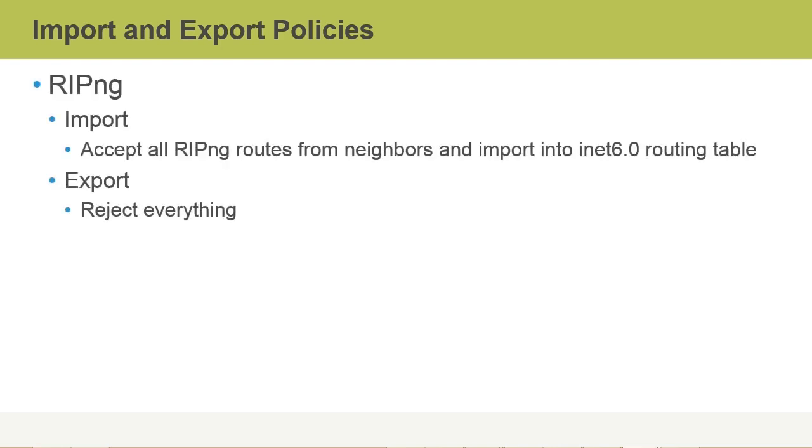RIP-NG, which is the RIP routing protocol for IP version 6, has a default import policy of accept all RIP-NG routes from neighboring devices and then import those routes into the inet6 routing table. And the default export policy, again, is to reject everything with RIP-NG. And finally, there is a test policy that you can configure, and the test policy has a default import and export policy of accept all routes. So in this demonstration, we discussed the defaults for different import and export policies.